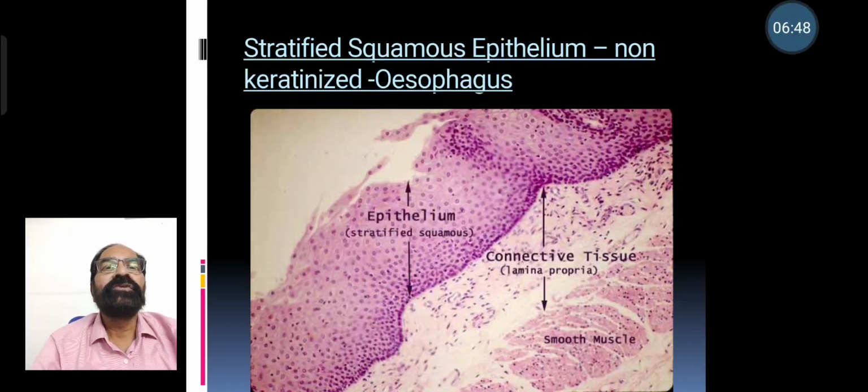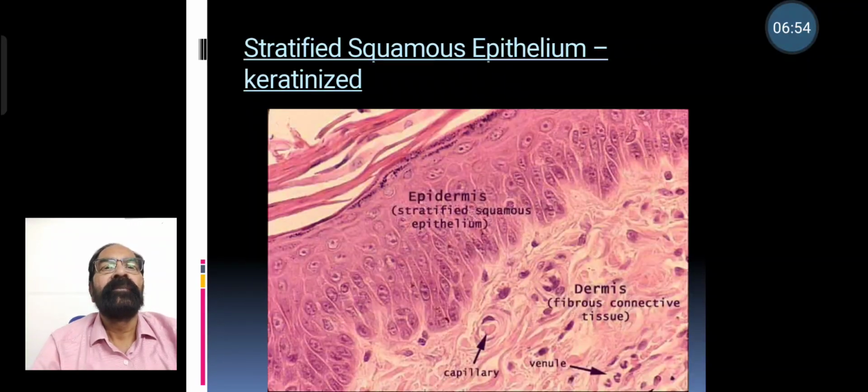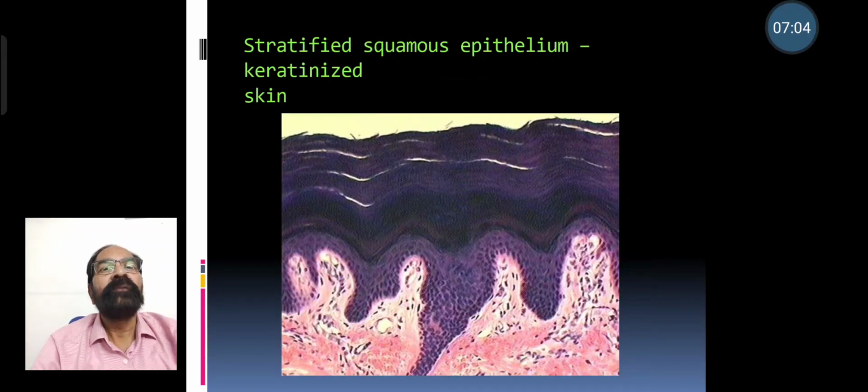The picture shows the stratified squamous epithelium, non-keratinized, that is belonging to the esophagus. And stratified squamous epithelium, keratinized, example is skin. Another picture shows the stratified squamous epithelium, keratinized, that is an example of skin.